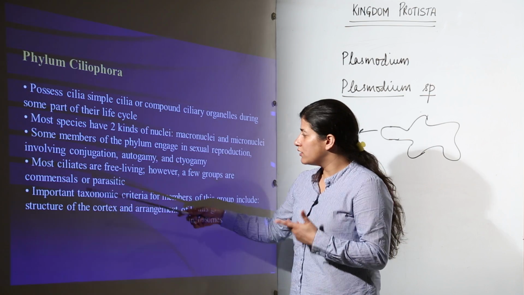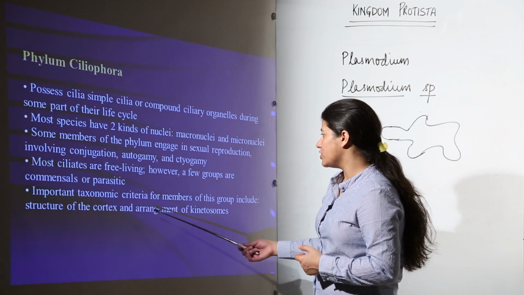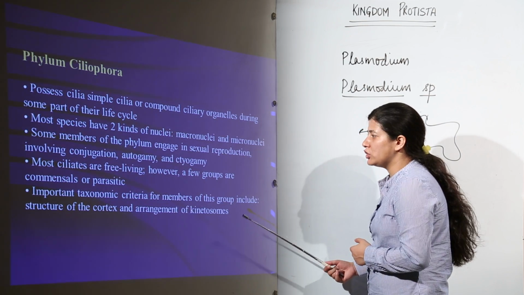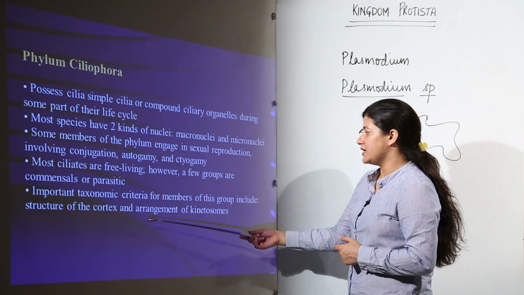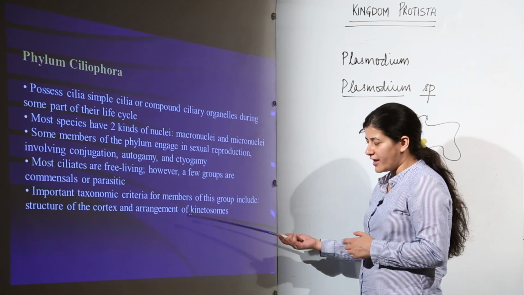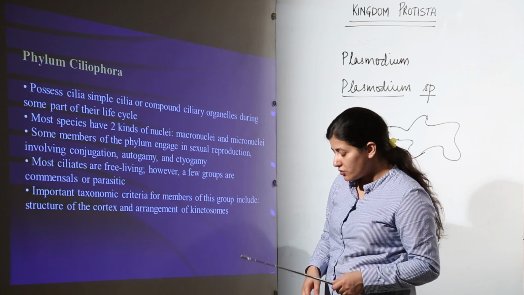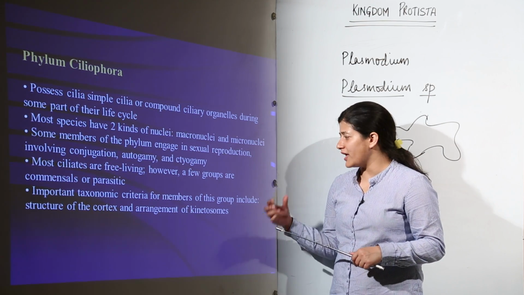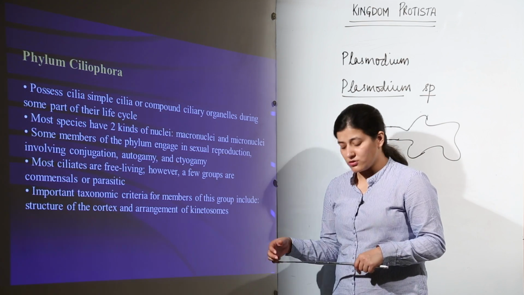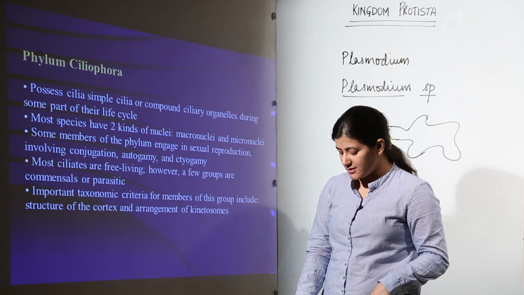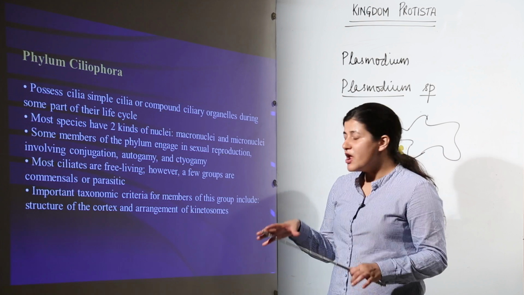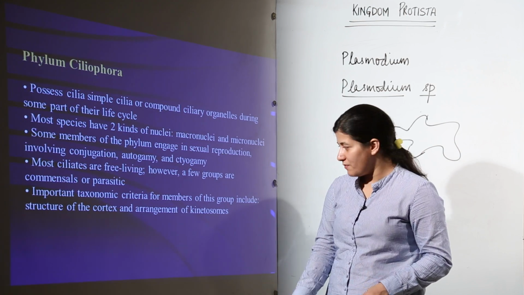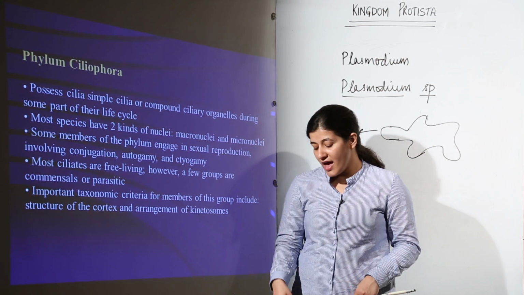life cycle. Important taxonomic criteria for members of this group include the structure of the cortex and arrangement of kinetosomes. Now, these kinetosomes are present inside the cell, because we are not supposed to get into the detailed cytological arrangement of this phylum. So we just have to remember that the classification would be made on the basis of kinetosomes.